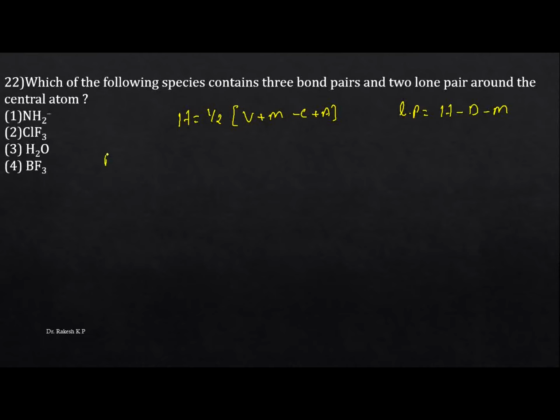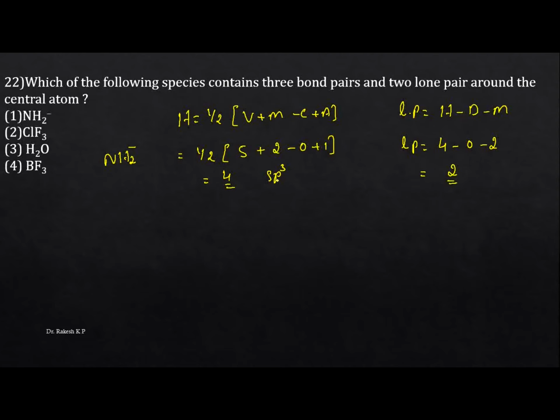Let me take the first one here, that is NH2 minus. The valence electron count is 5, the monovalent is 2. We don't have cations, but we have an anion. So now H becomes 4. If it is 4, the hybridization will be sp3. Now you have to identify the lone pairs, which refers to the number of hybrid orbitals. Divalent is 0, monovalent is 2, so here we got 2.